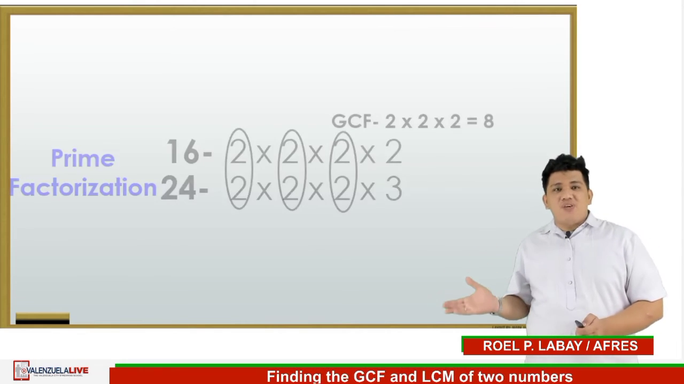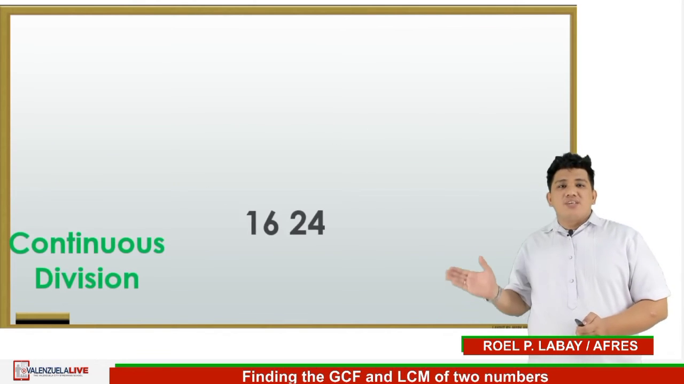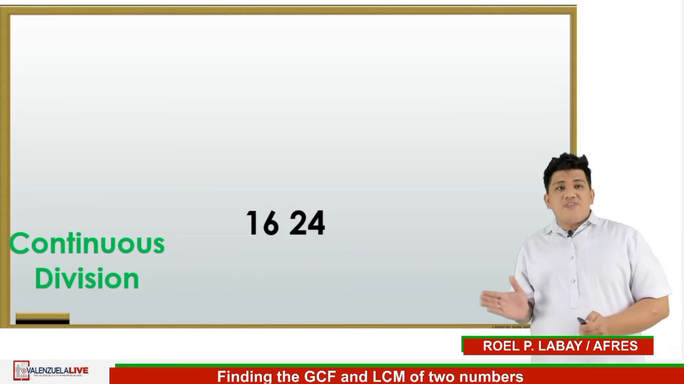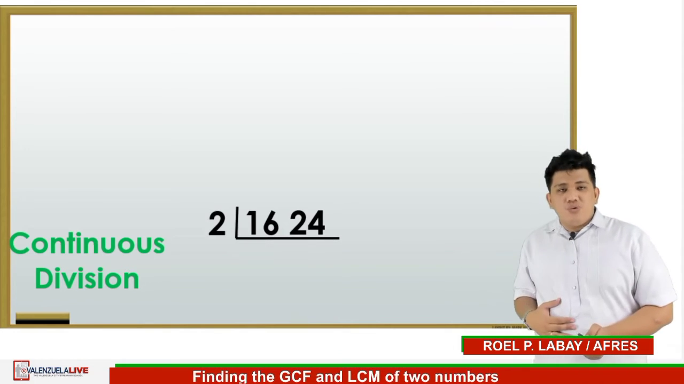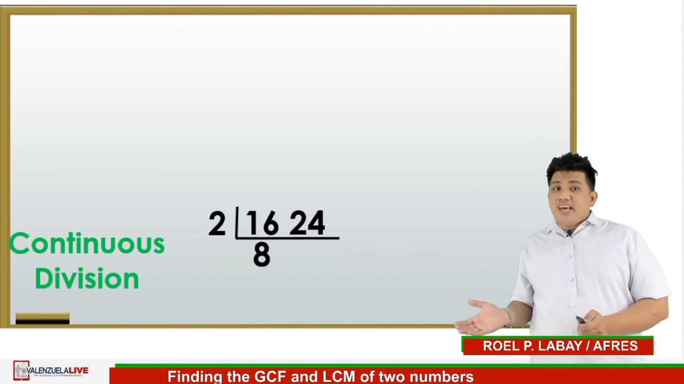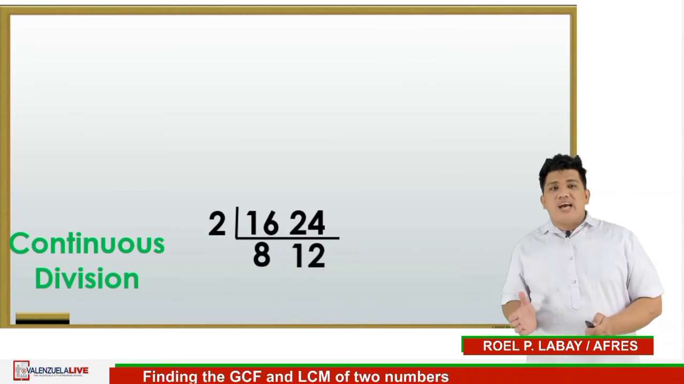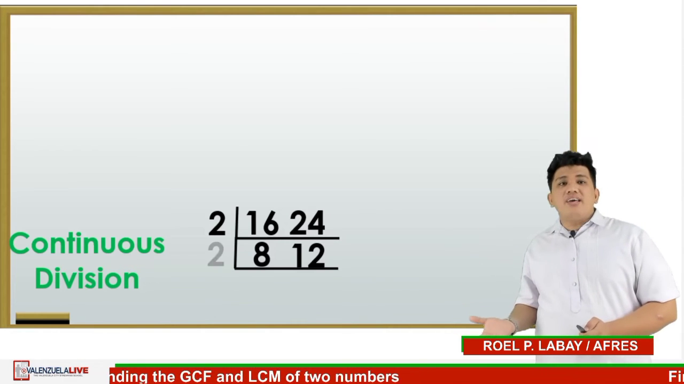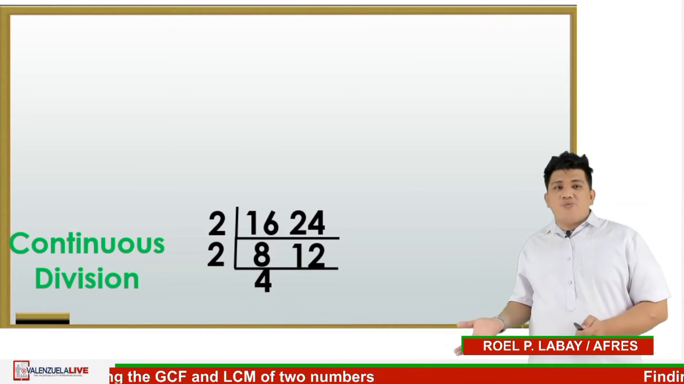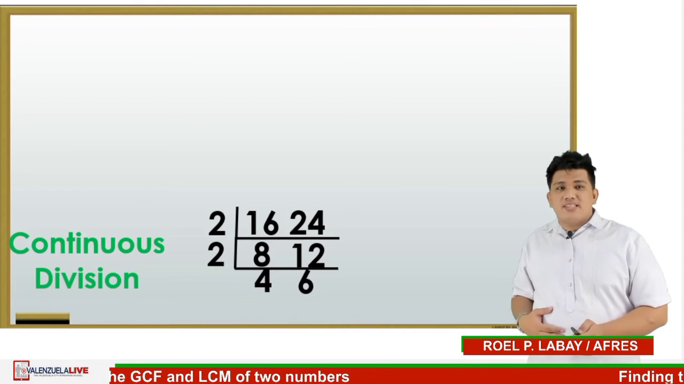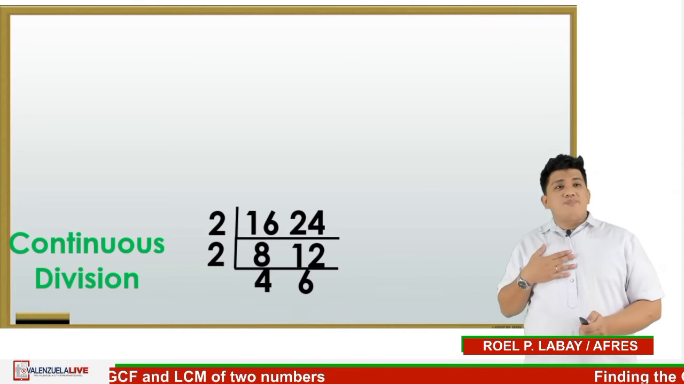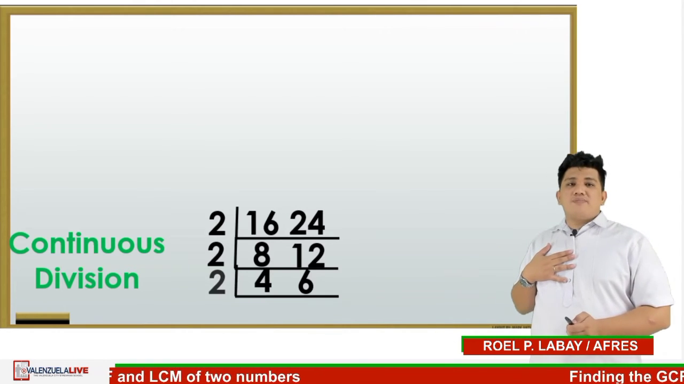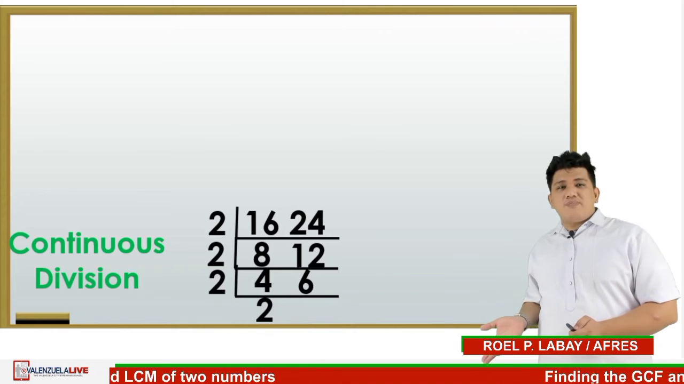Now, if we use continuous division, 16 and 24, we can divide both by 2. 16 divided by 2, the answer is 8. 24 divided by 2, the answer is 12. Again, we will divide 8 and 12 by 2. 8 divided by 2 is 4, and 12 divided by 2 is 6. 4 and 6 can be divided by 2. 4 divided by 2 is 2, and 6 divided by 2 is 3.